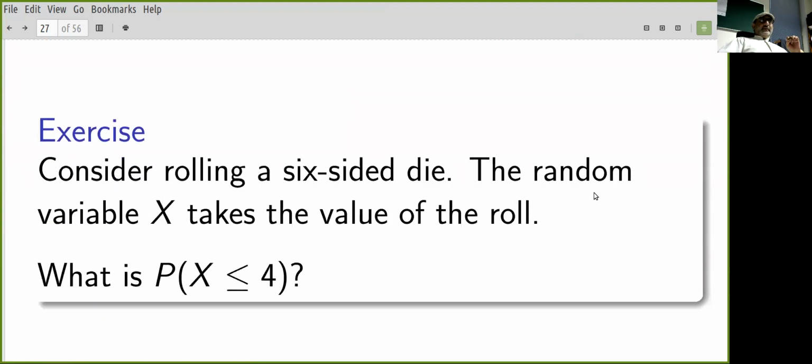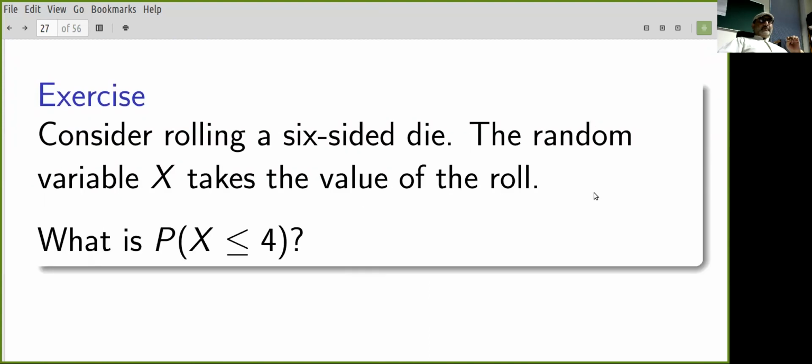Okay, here's an example. We don't ask what's the probability that x is equal to 4. We're asking what's the probability that x is less than or equal to 4. So the value of x comes from rolling a die, right? You roll a die and x takes the value of the roll, the number that comes up. What's the probability that x is less than or equal to 4? Well, that's the probability that x is equal to 1 or 2 or 3 or 4. That's 4 out of 6, which is 2/3. Right, so working that out is an example of working out a CDF.